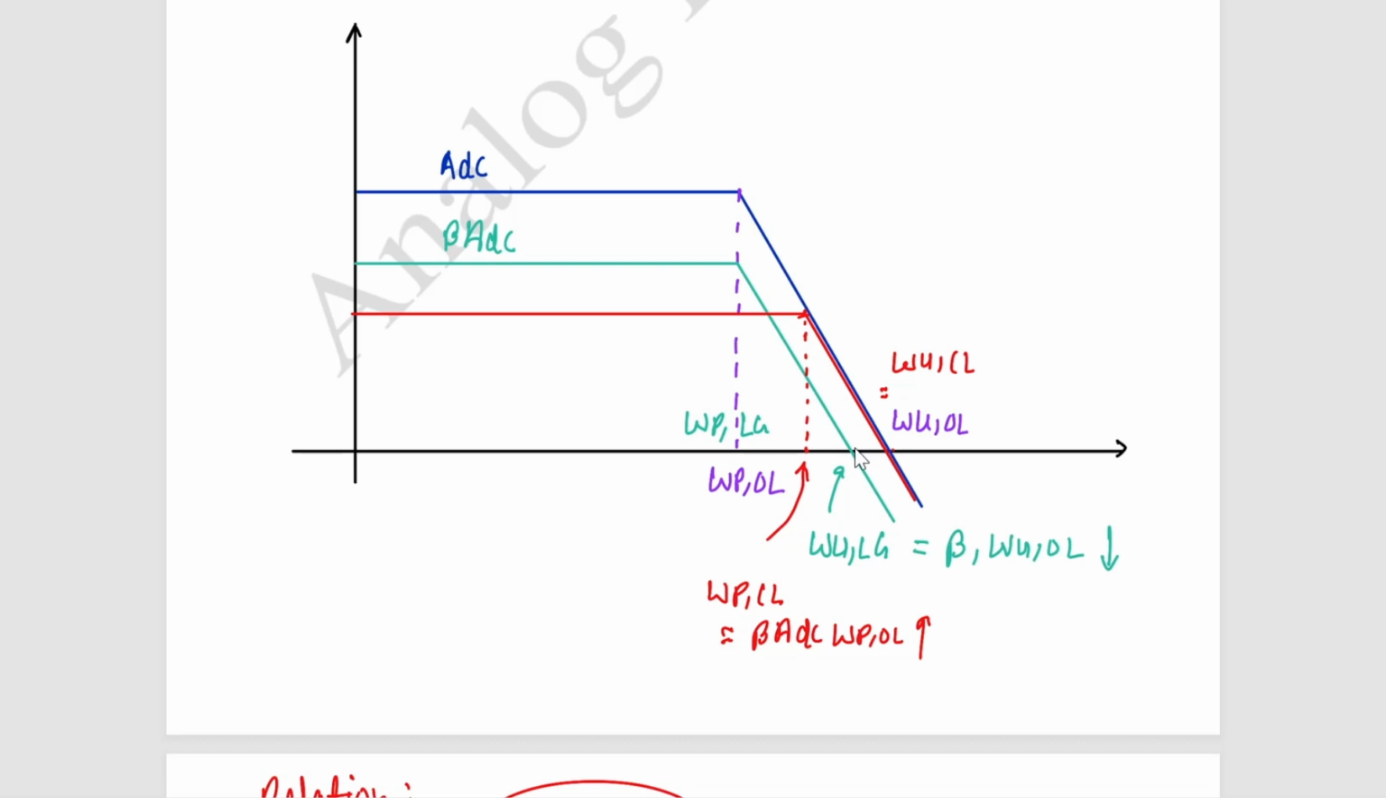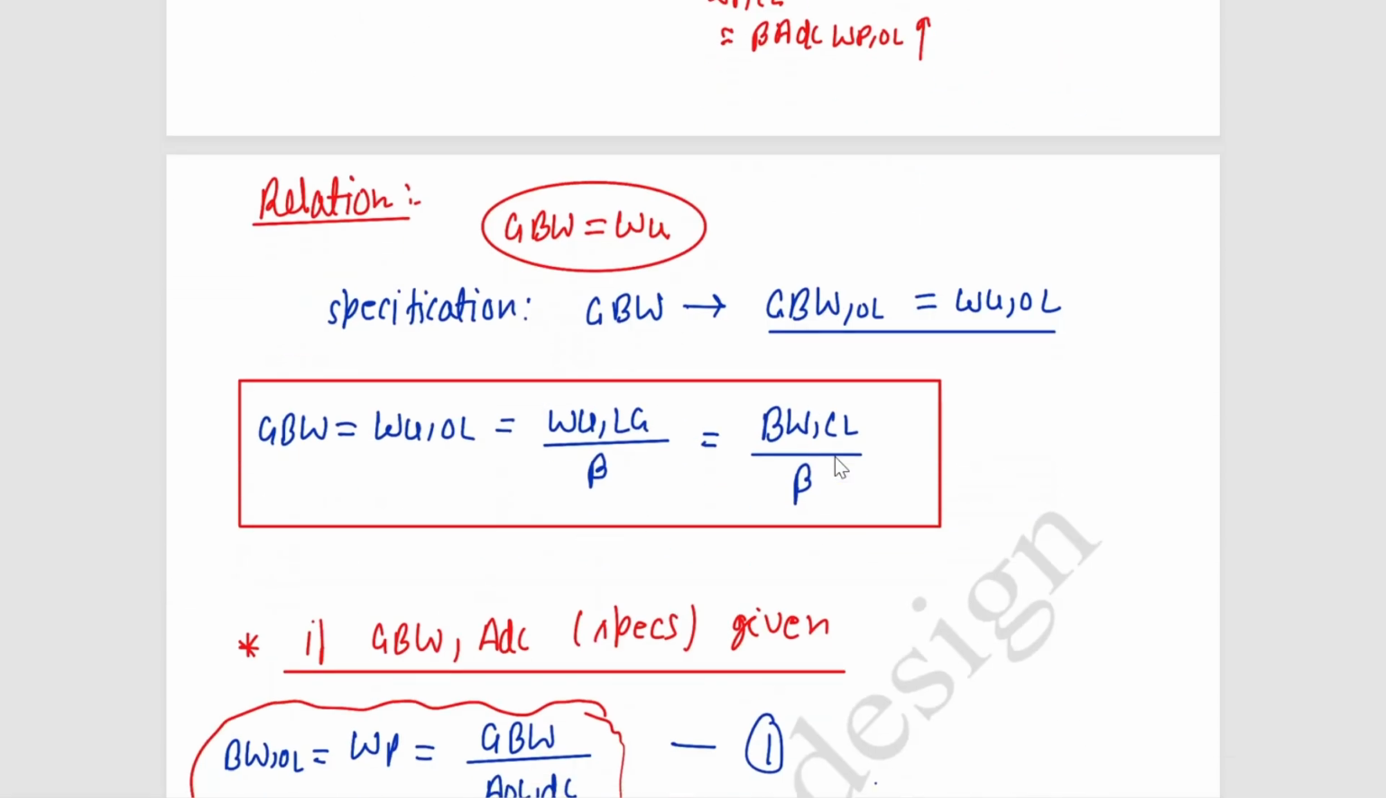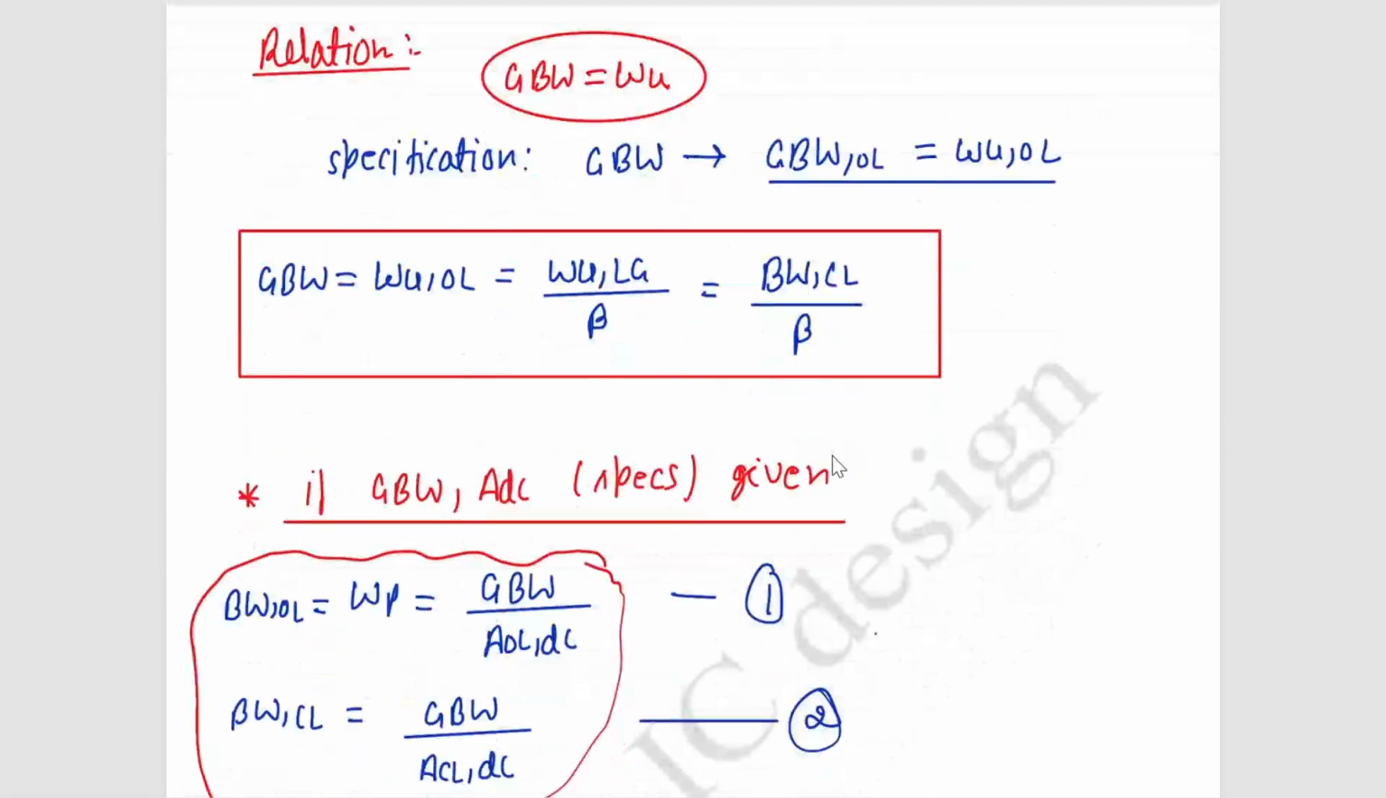Now here we can see the unity gain frequency of the loop gain system is beta times the unity gain frequency of the open loop system, and the closed loop pole is beta times ADC into the open loop pole. Now these are important relationships.